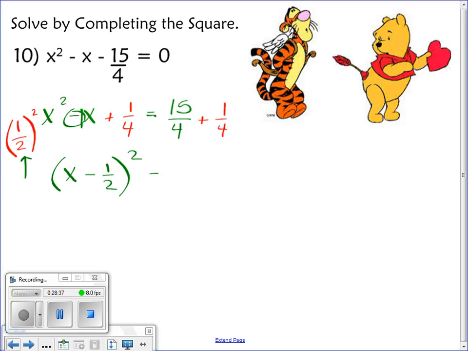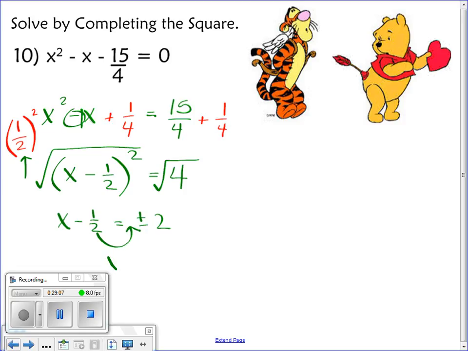Right, and then what's 15/4 plus 1/4? 16/4, which is 4. And again, could you use a calculator? Yes, you could. All right, what's your next step? Square root. So we get x minus half equals plus or minus 2. Thank you. Makes a big difference.